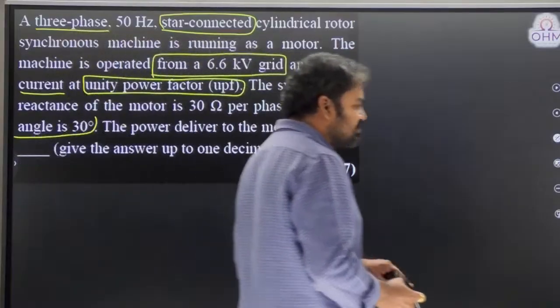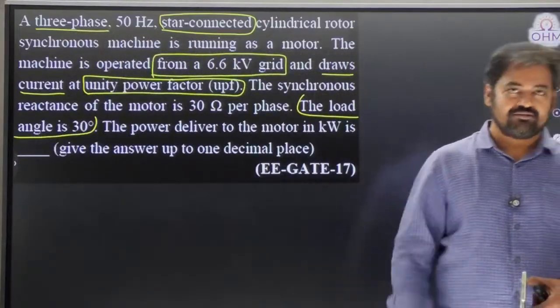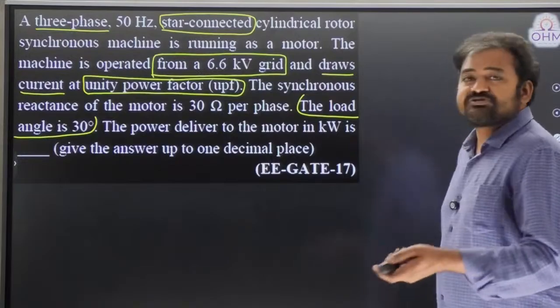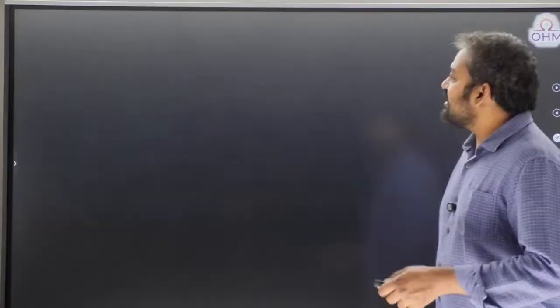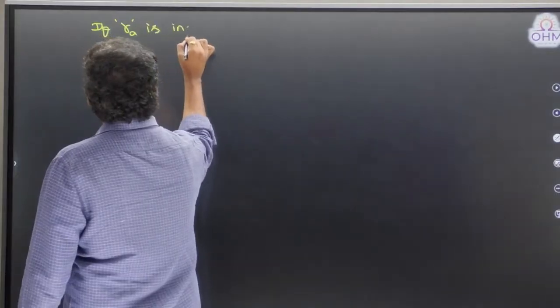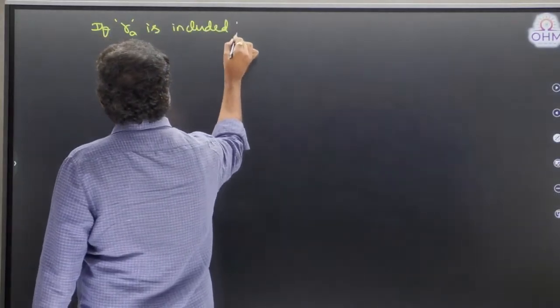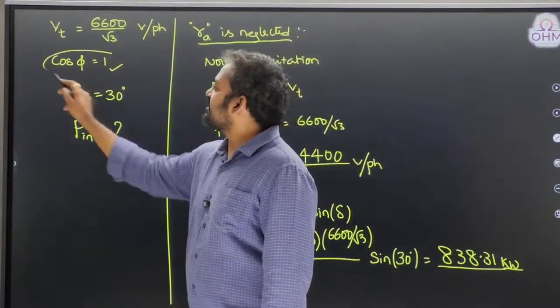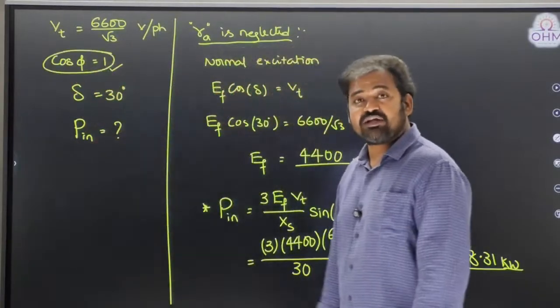Suppose the same question was given including RA. Suppose RA is included. I may ask any question, right? So if RA is included, what will you do? If RA is included, then what is the observation? Yes, RA is included, and that too at unity power factor. Unity power factor means normal excitation.